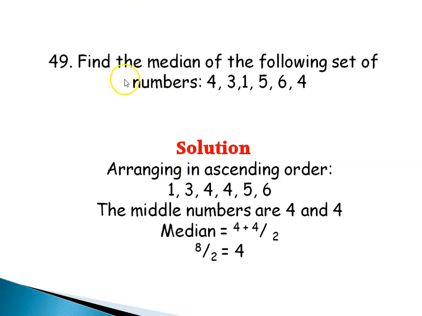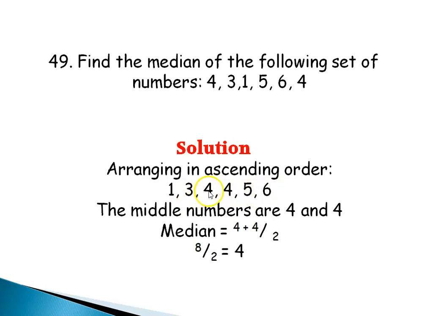Okay, question 49. Find the median of the following set of numbers. When you say median, you're talking about the number in the middle after arranging all the numbers in either ascending or descending order, as the case may be. So we are arranging in ascending order, from the smallest to the biggest. We have 1, 3, 4, 4, 5, 6.